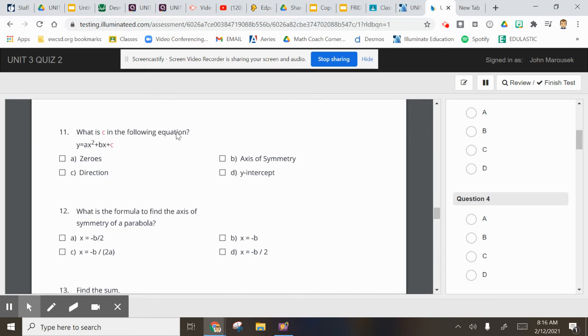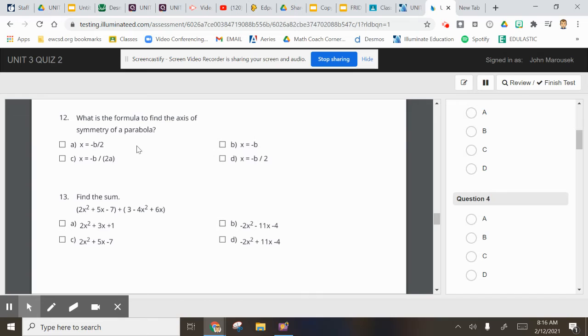What is c in the following equation? We just talked about that. Rewind it to the beginning if you forgot that part. What is the formula to find the axis of symmetry? If you struggle with these axis of symmetry type questions, you can go to last week's video.